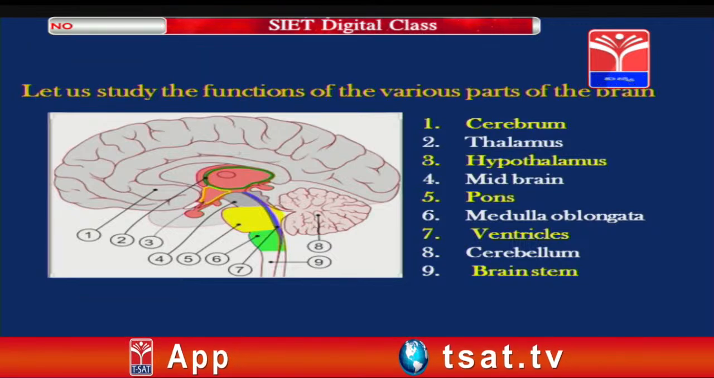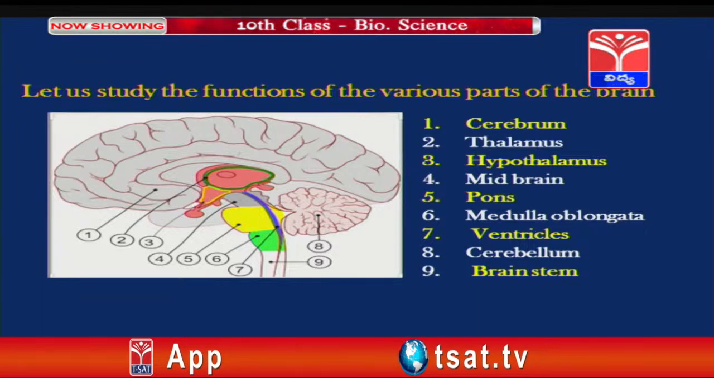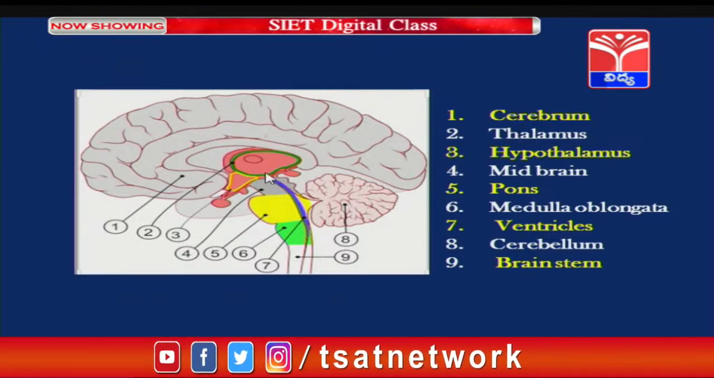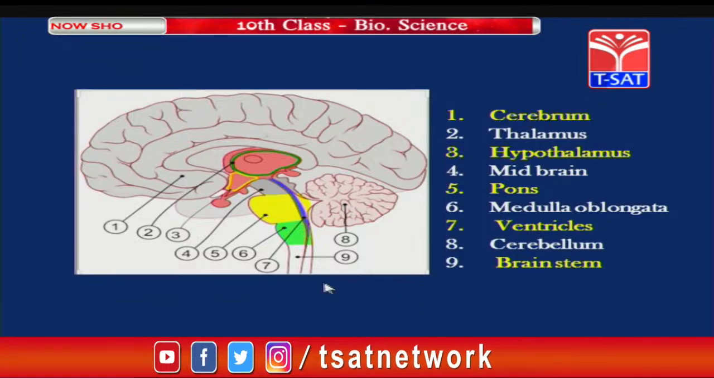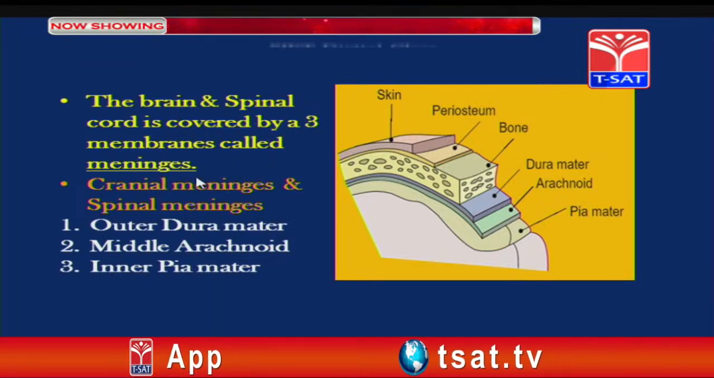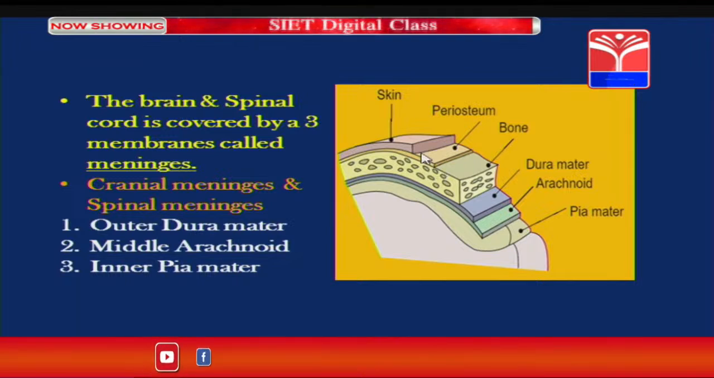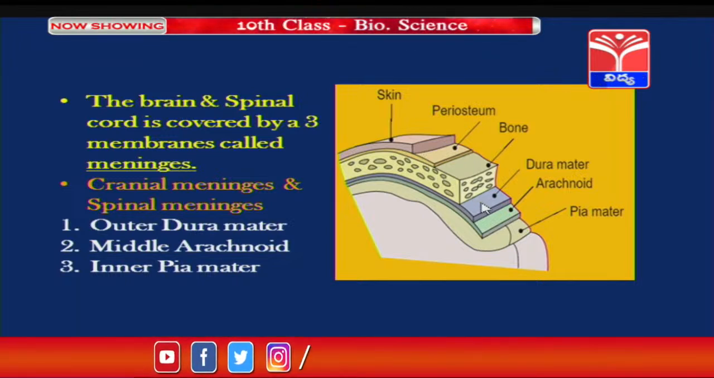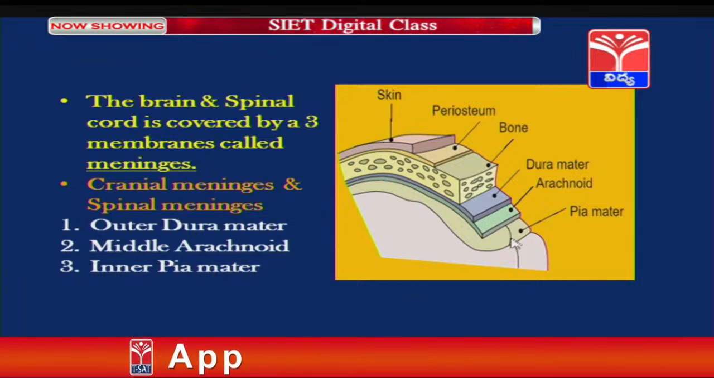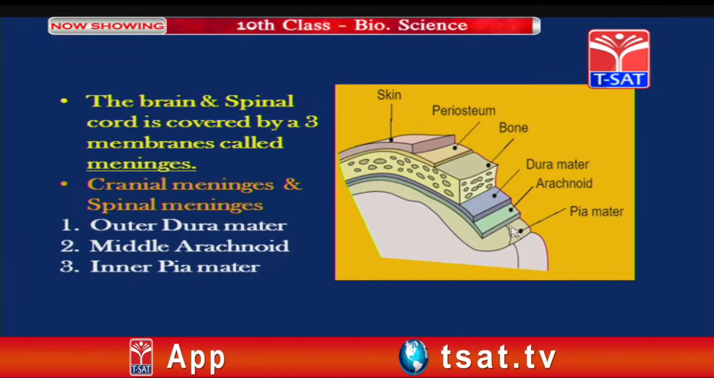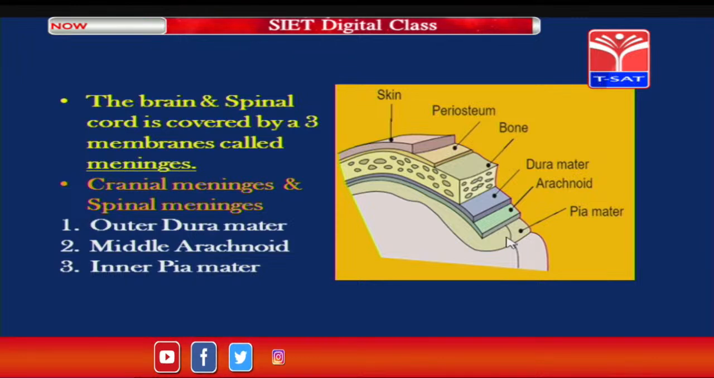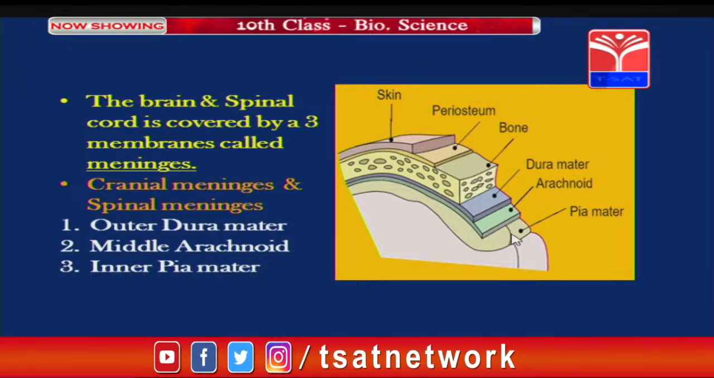Now, let us move on to the functions of various parts of the human brain. Students, this is the picture showing the various parts of the human brain. Observe the picture. The brain as well as the spinal cord is covered by 3 membranes called meninges. So, the brain is protected by these protective meninges or membranes. They are the outer dura mater, the middle arachnoid membrane and the inner pia mater.